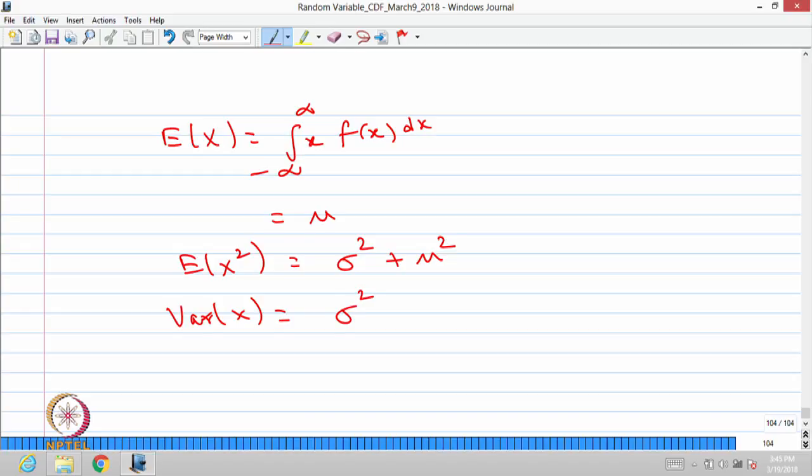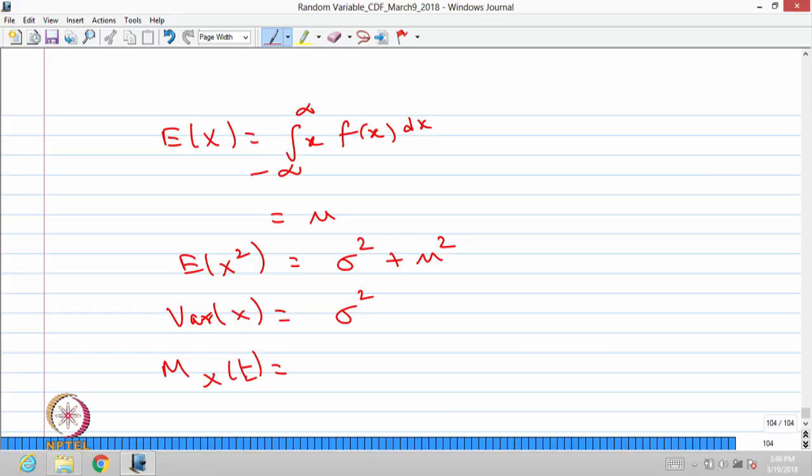One can get the MGF also. Whenever I use the word x, that is a normal distribution. Whenever I use the word z, that means it is a standard normal distribution. So, the MGF of a normal distribution is e power mu t plus 1 by 2 sigma square t square. This is the MGF of a normal distribution with the parameters mu and sigma square.